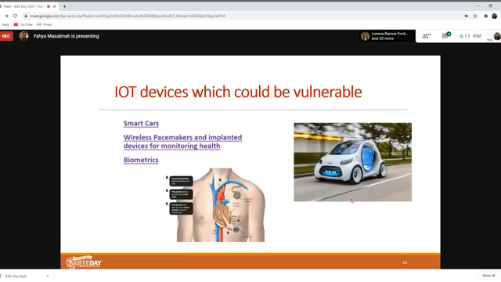Here we have smart cars, wireless pacemakers, and implanted devices for monitoring health, biometrics. This is an important thing. If you are talking about vulnerability in this case, this could lead to a harmful action based on wrong data. If the pacemaker is hacked for any reason, or the data transmission has been intercepted, this could cause a wrong decision by the physician. So, as I said, more technology requires more attention to make sure that our data are secure and our information is private and confidential.